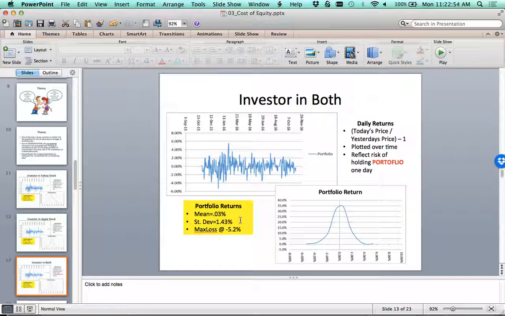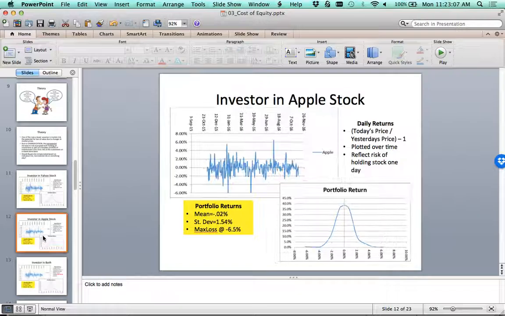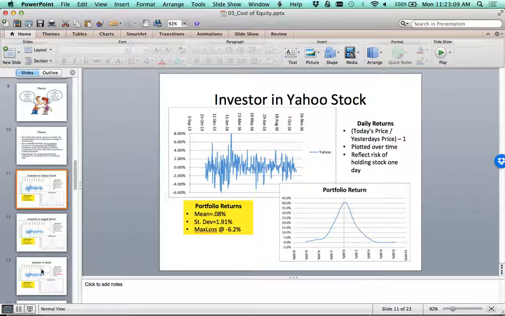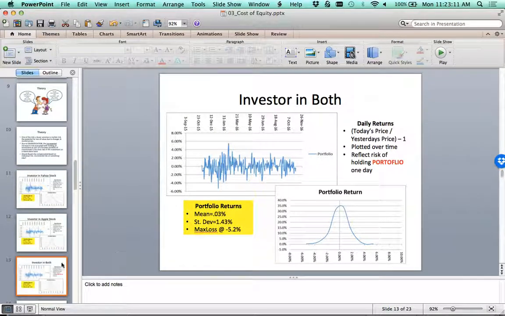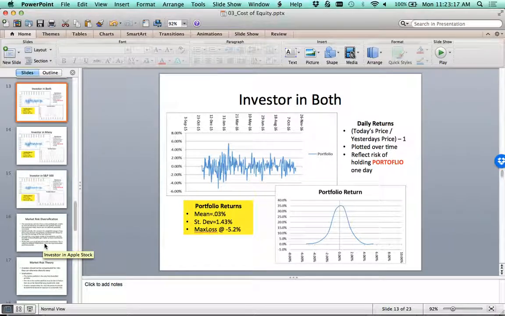And again, that's because on some days when one of them has a high return, the other one had a low return, and they sort of wound up in the middle. And the worst day is a minus 5.2% overall, which is less than the worst day on any of the others. And so that's what happens because we've diversified them. All right? We've put the two of them together, and that's reduced their risk.